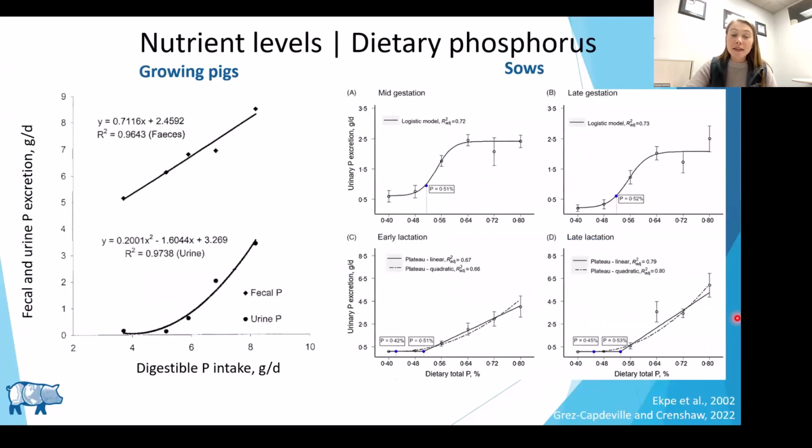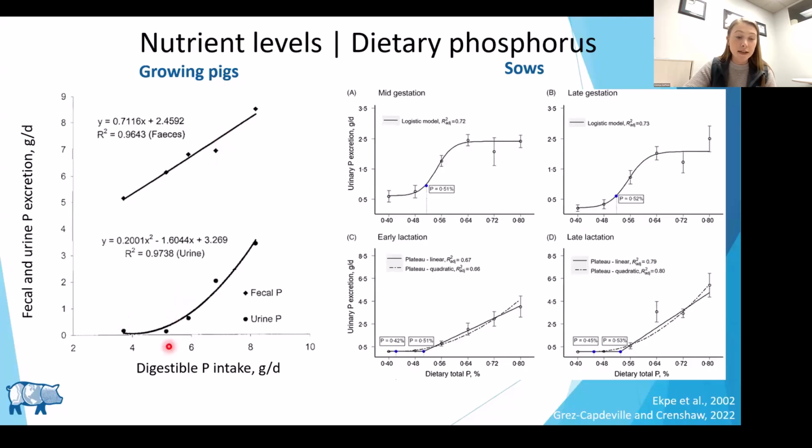We can also think of phosphorus as another major nutrient that we think about when we think about excretion. I have diagrams here, both from growing pigs and sows. What we have represented, if you look at this top diagram, is the phosphorus excreted in feces. And what we see here is as we increase the amount of phosphorus intake, we get this linear increase in the amount of phosphorus excreted.